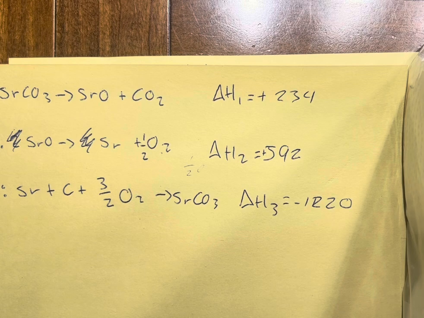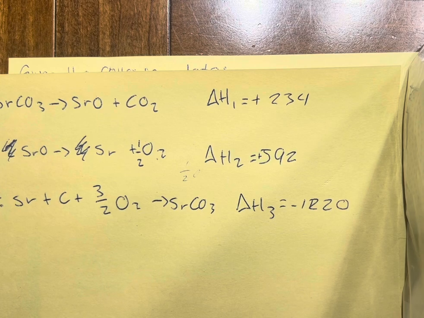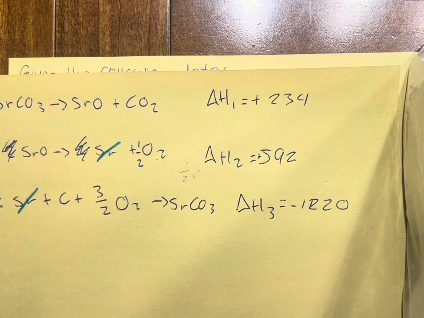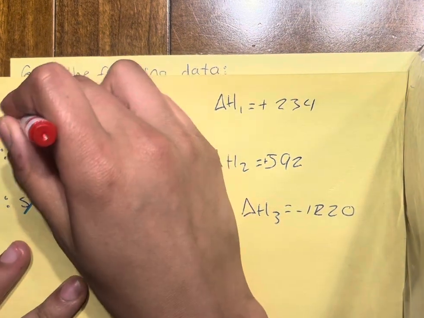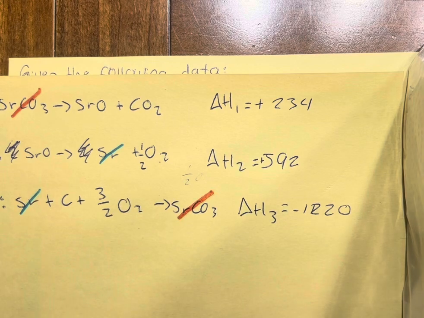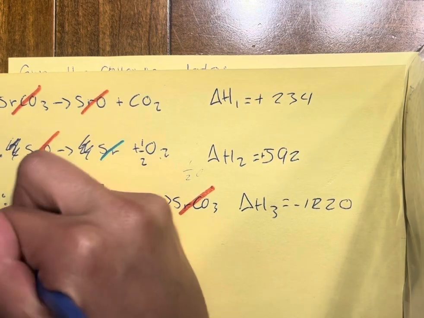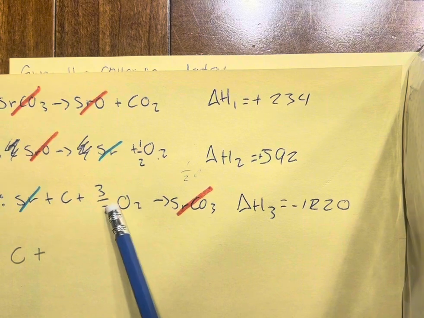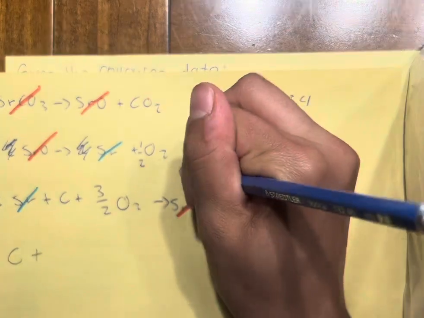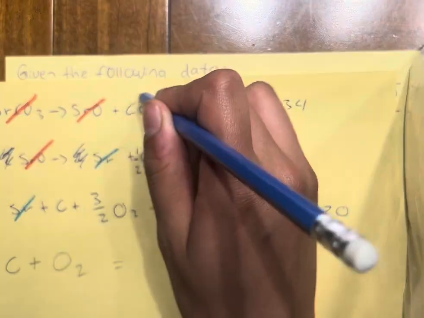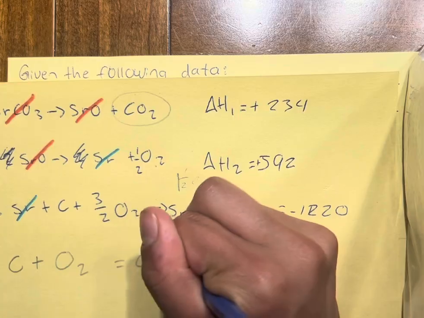Now we have to make sure that everything cancels out. Our strontium cancels out. Let me look for a different color here. These cancel out. What else cancels out? These cancel out. And then we're left with C plus O2 is equal to CO2.